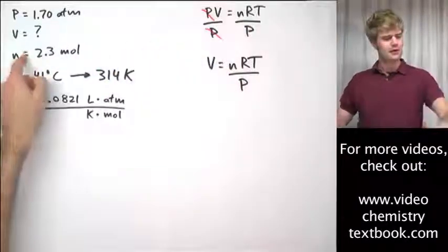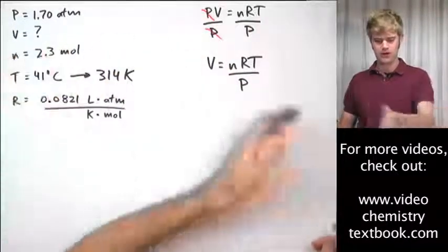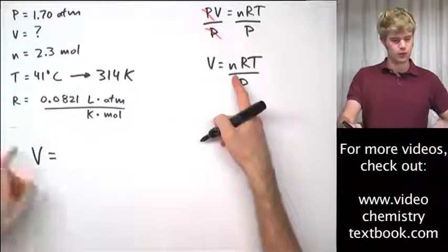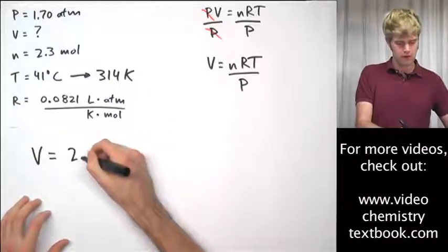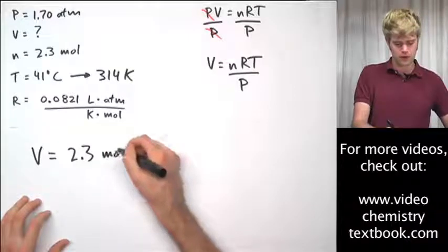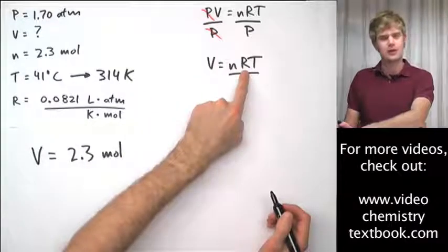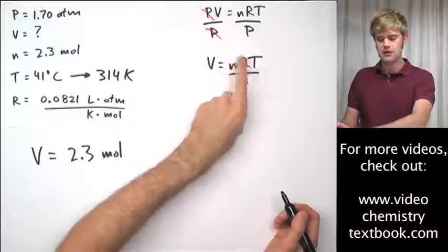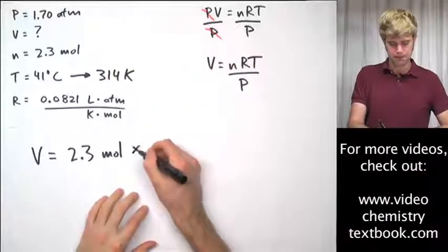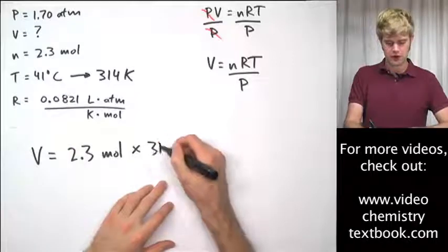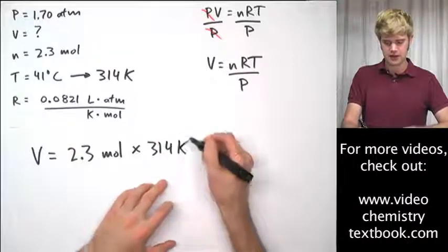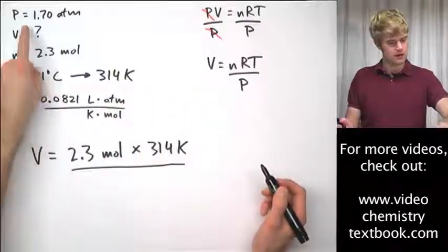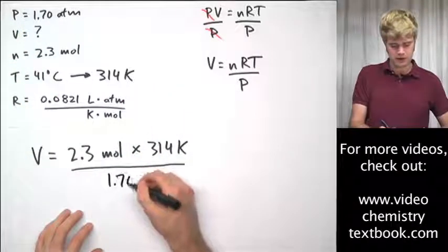And now I'm going to take these variables and I'm going to plug them in, okay? So I'm going to do V equals n, 2.3 moles. And as I said, when we get to R, I'm going to leave R until the end, okay? So I'm going to do n, then I'm going to do T, times T, 314 Kelvin, divided by P, 1.70 atm.